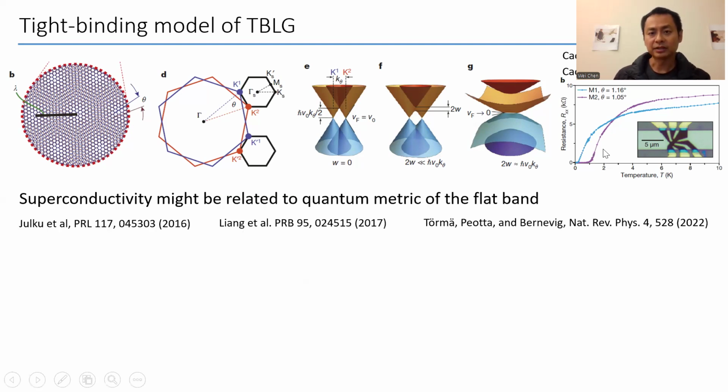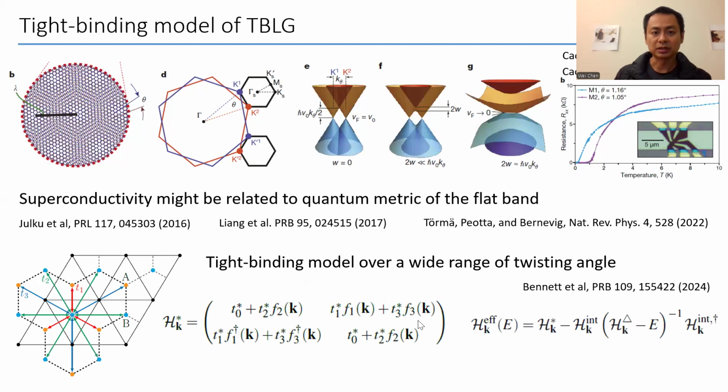Yeah. And there's a class of theories saying that the superconductivity comes from the formation of the so-called flat bands because of this twisting. And especially there's some quantum metric in the flat band that is causing the superconductivity, as proposed by these authors. Now, that means detection of this quantum metric is a very important issue for this particular system.